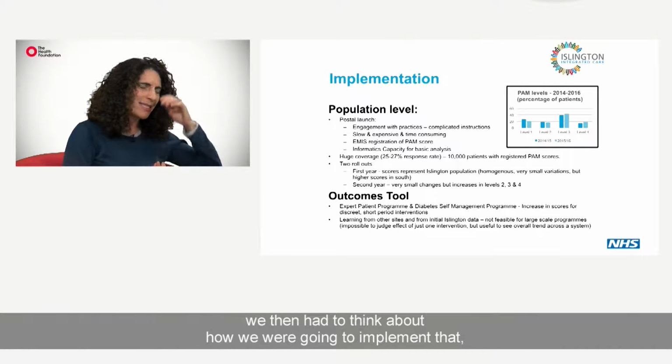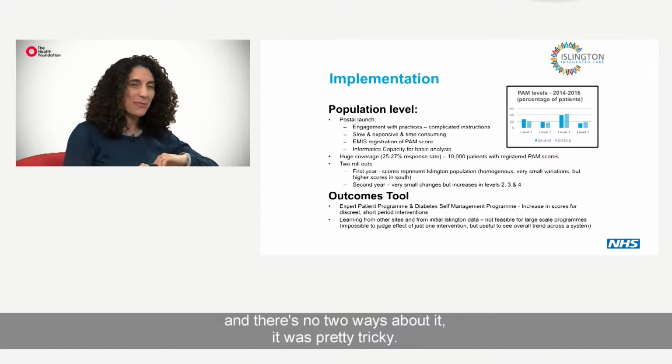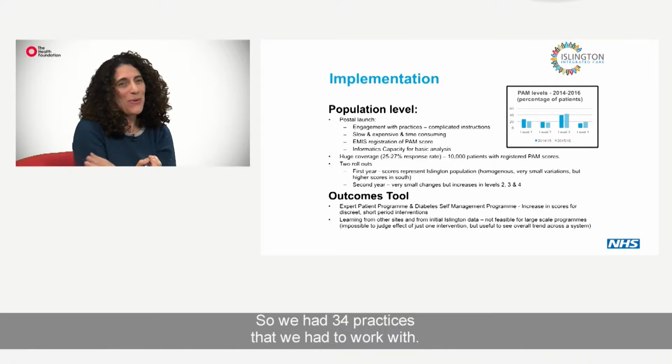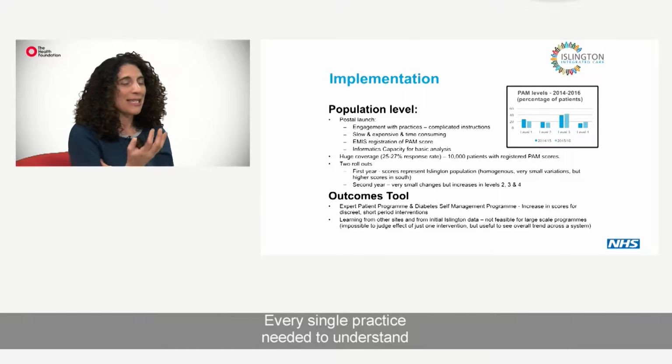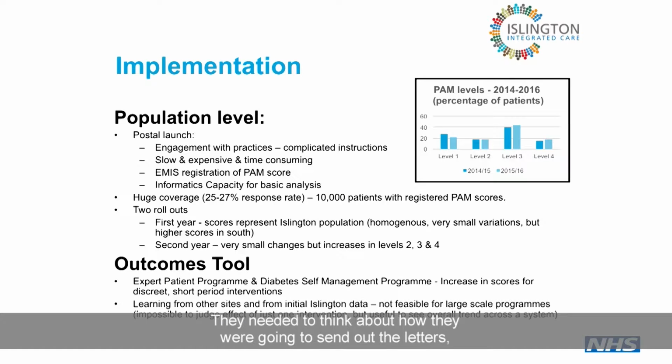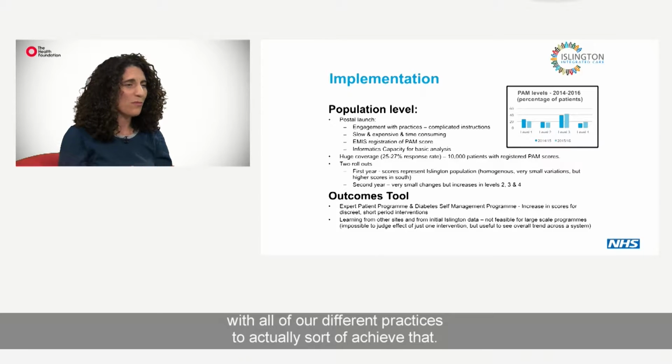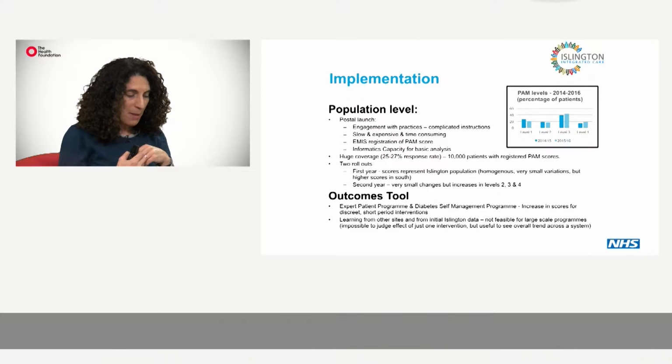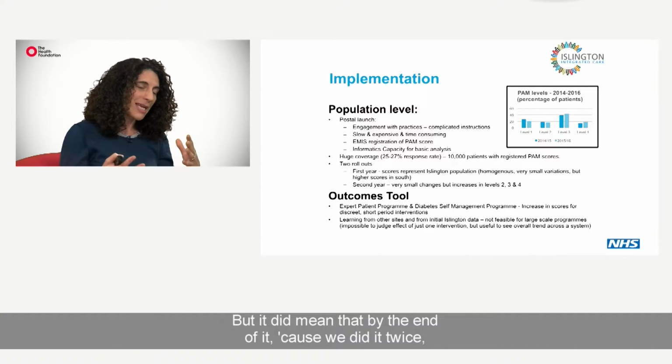So once we'd agreed what we were going to do, we then had to think about how we were going to implement that. And there's no two ways about it, it was pretty tricky. We had 34 practices to work with. Every single practice needed to understand how to identify their patients with long-term conditions. They needed to think about how they were going to send out the letters, get the letters back, get the scores collated, put the scores on the records, and ensure that all of that information was collected. So it wasn't easy, and it took quite a lot of work with all of our different practices to achieve that.